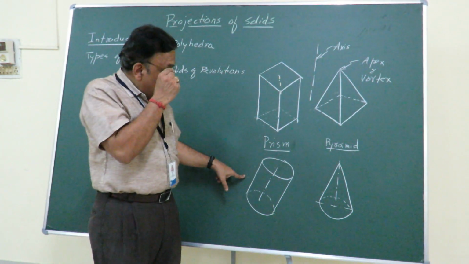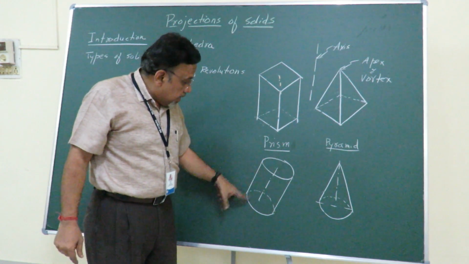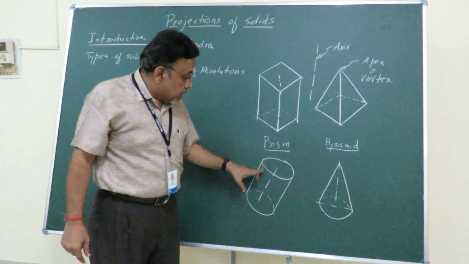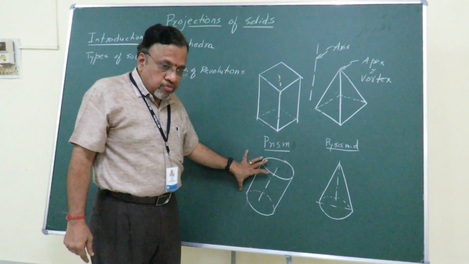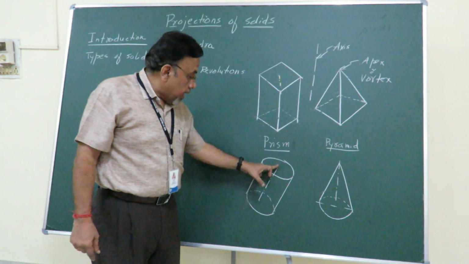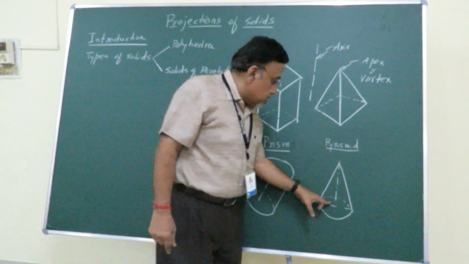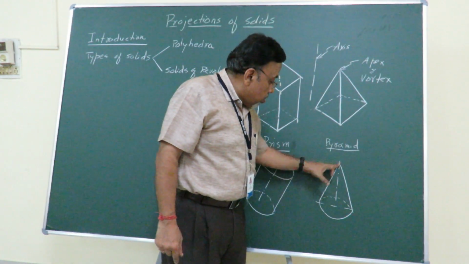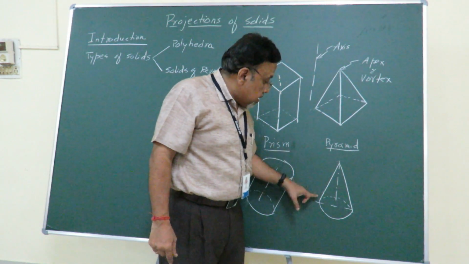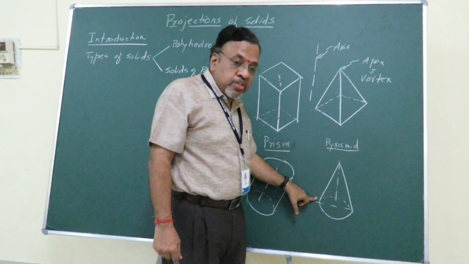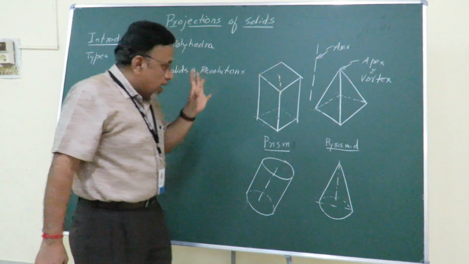Now since they have curved surfaces, if I consider any line on the circumference, we consider those lines as generators. As you can see, in the case of cylinders, generators are all parallel to the axis, whereas in the case of a cone, generators are all inclined to the axis. Since they are inclined to the axis, we consider these generators as slant generators.